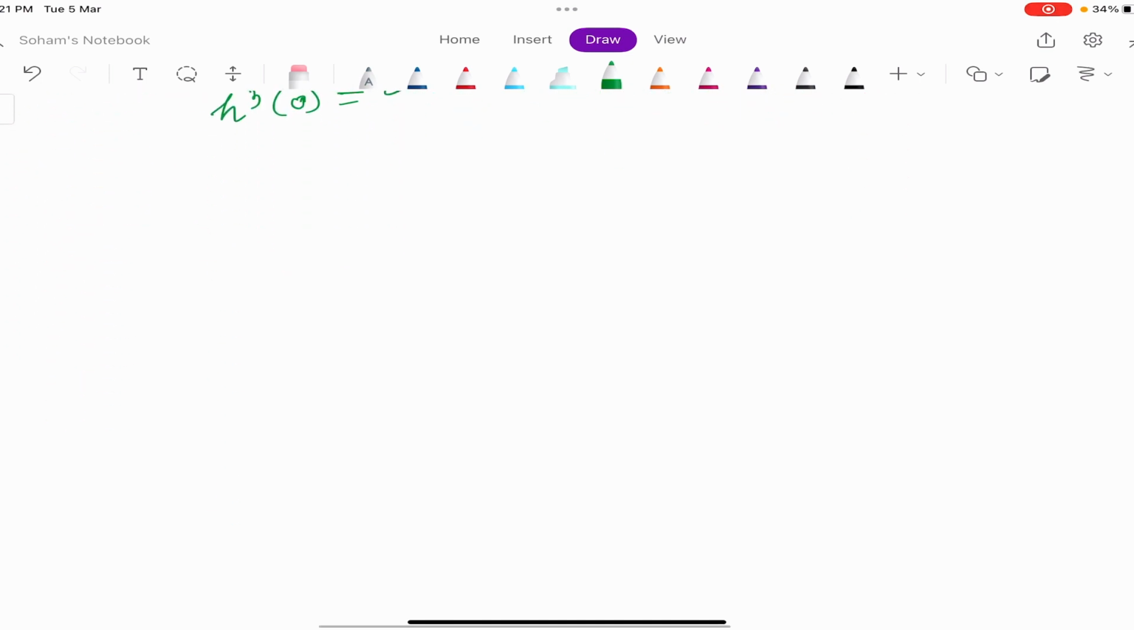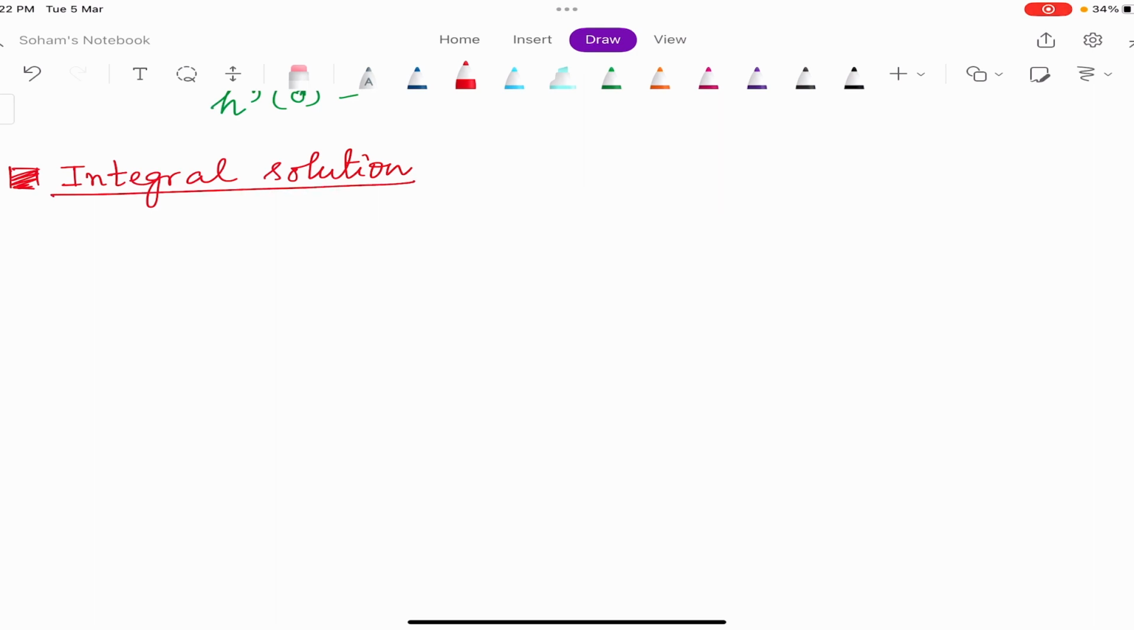So this completes the Blasius solution, or the similarity solution for the hydrodynamic boundary layer, thermal boundary layer. Now let us come to another solution of the boundary layer, that is called the integral solution. Let me give you a brief introduction to why we need this.